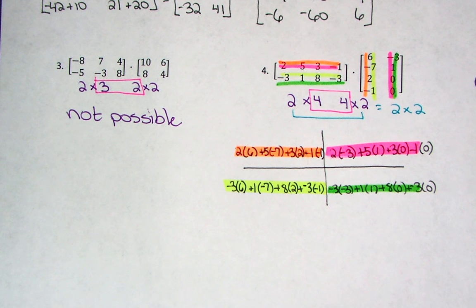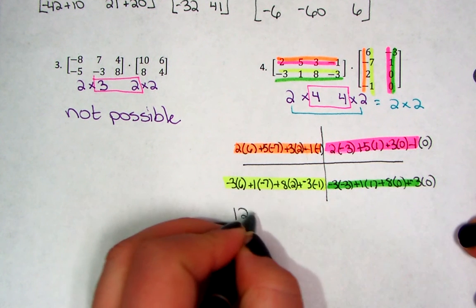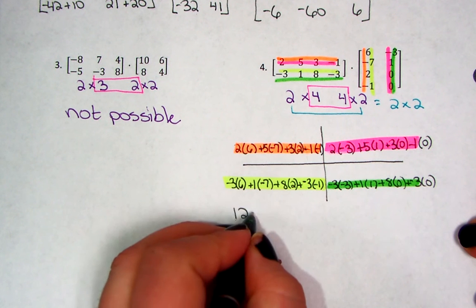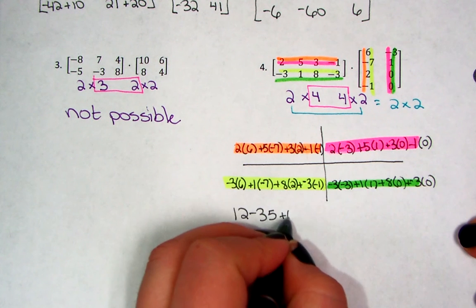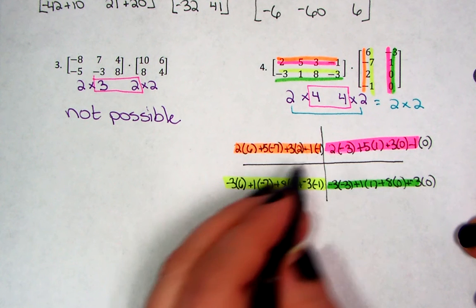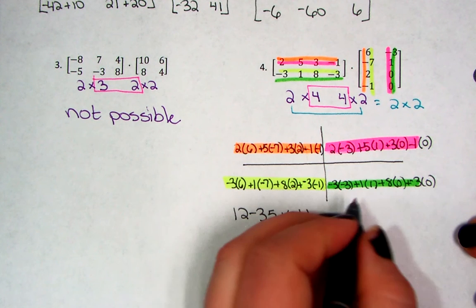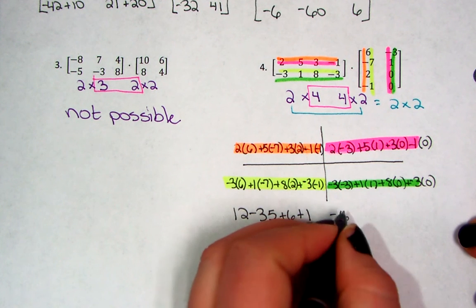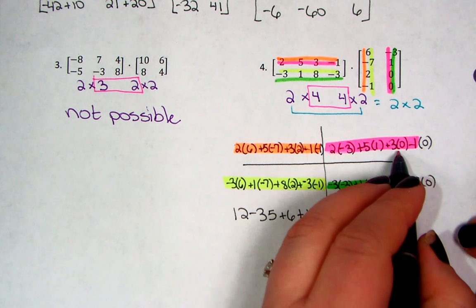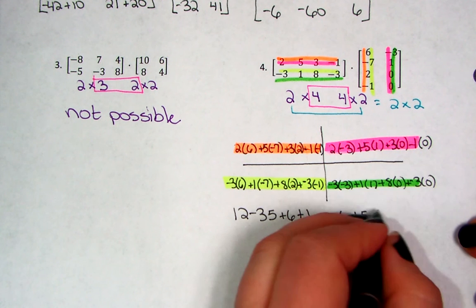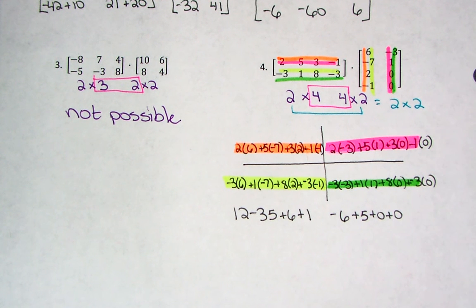And it's time to simplify. 2 times 6 gives me 12. 5 times negative 7, negative 35. 2 times 3 is 6. Negative 1 times negative 1 is positive 1. 2 times negative 3 is negative 6. 5 times 1 is 5. And then 3 times 0 and negative 1 times 0 are both 0. So I'll just put them in there to hold the spot so we can see that there's 4 numbers in all of them.